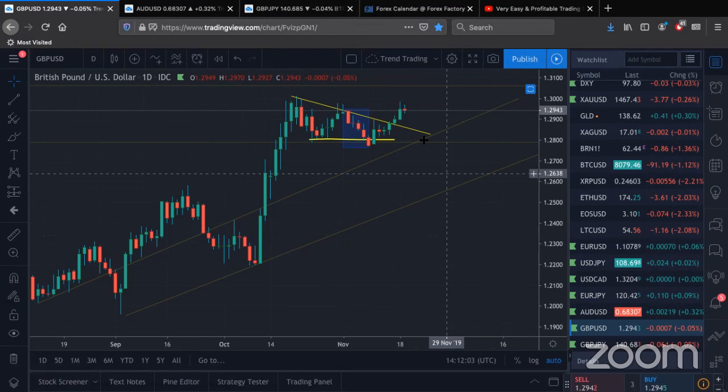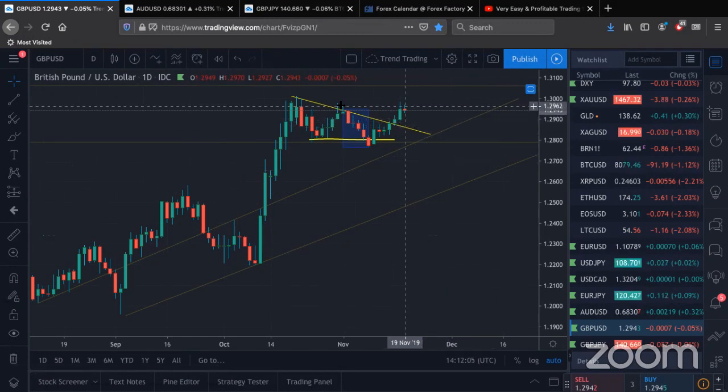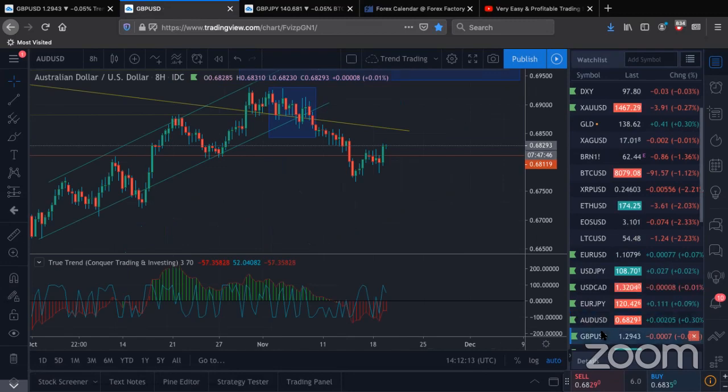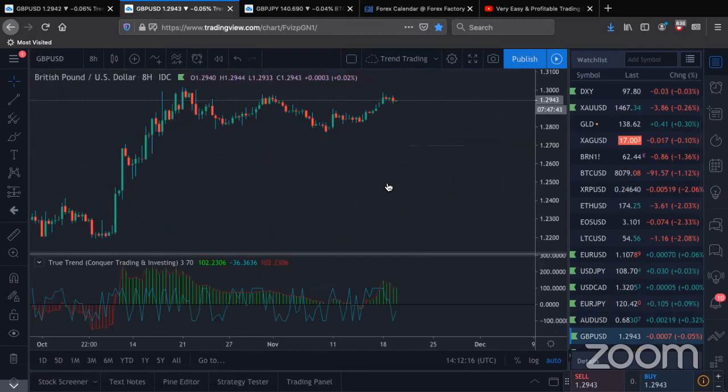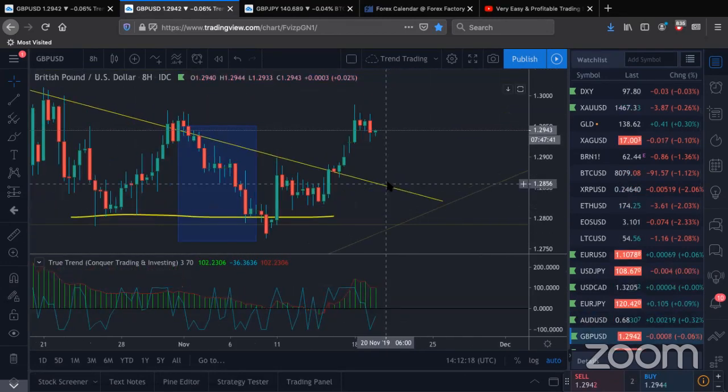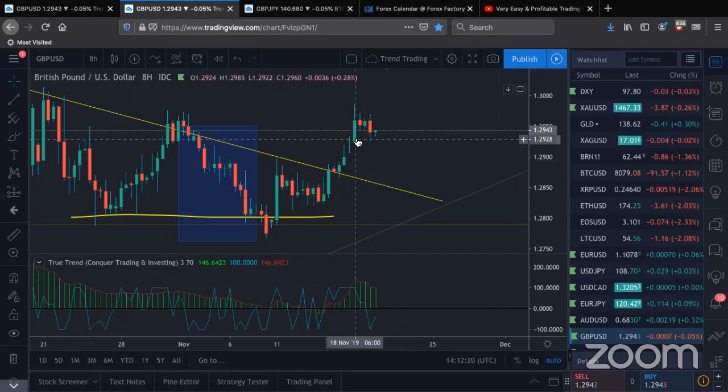Breaking it down, everyone could see on the daily that we've broken out of this triangle pattern. It was consolidating price after this long up move. What's happening now? Let's move down to the 8-hour. And you could see here what happened was I didn't want to chase price up here. I waited for the pullback.